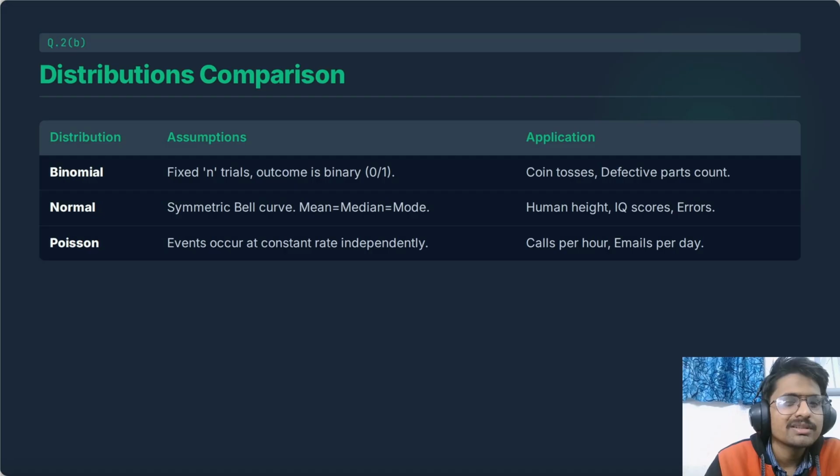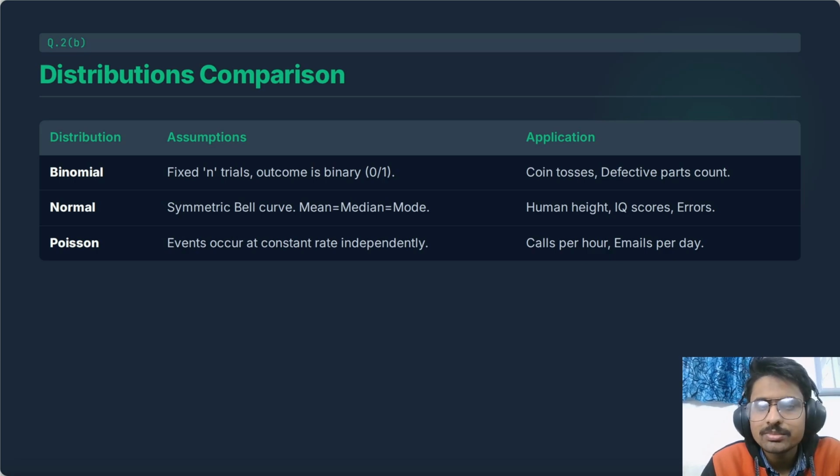Distribution comparison. So binomial: in binomial there are a fixed n trials and the outcome is binary. In binomial we get outcomes in binary form. Applications: coin toss, defective parts count. Normal: symmetric bell curve, mean, median, mode. Applications are human height, IQ scores, errors. In Poisson distribution, events occur at a constant rate independently: calls per hour, emails per day.